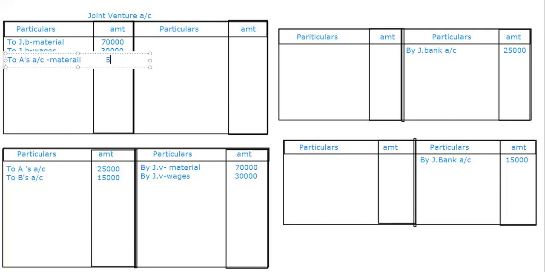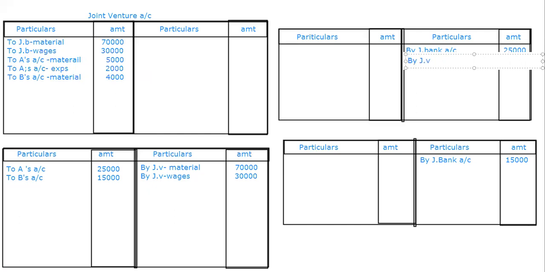worth of 5,000. Then A is also paying for expenses, which is worth of 2,000. Then B is also supplying a material, so B's account 4,000. So all these things we have to post into their individual accounts. So that's what I'm going to do.